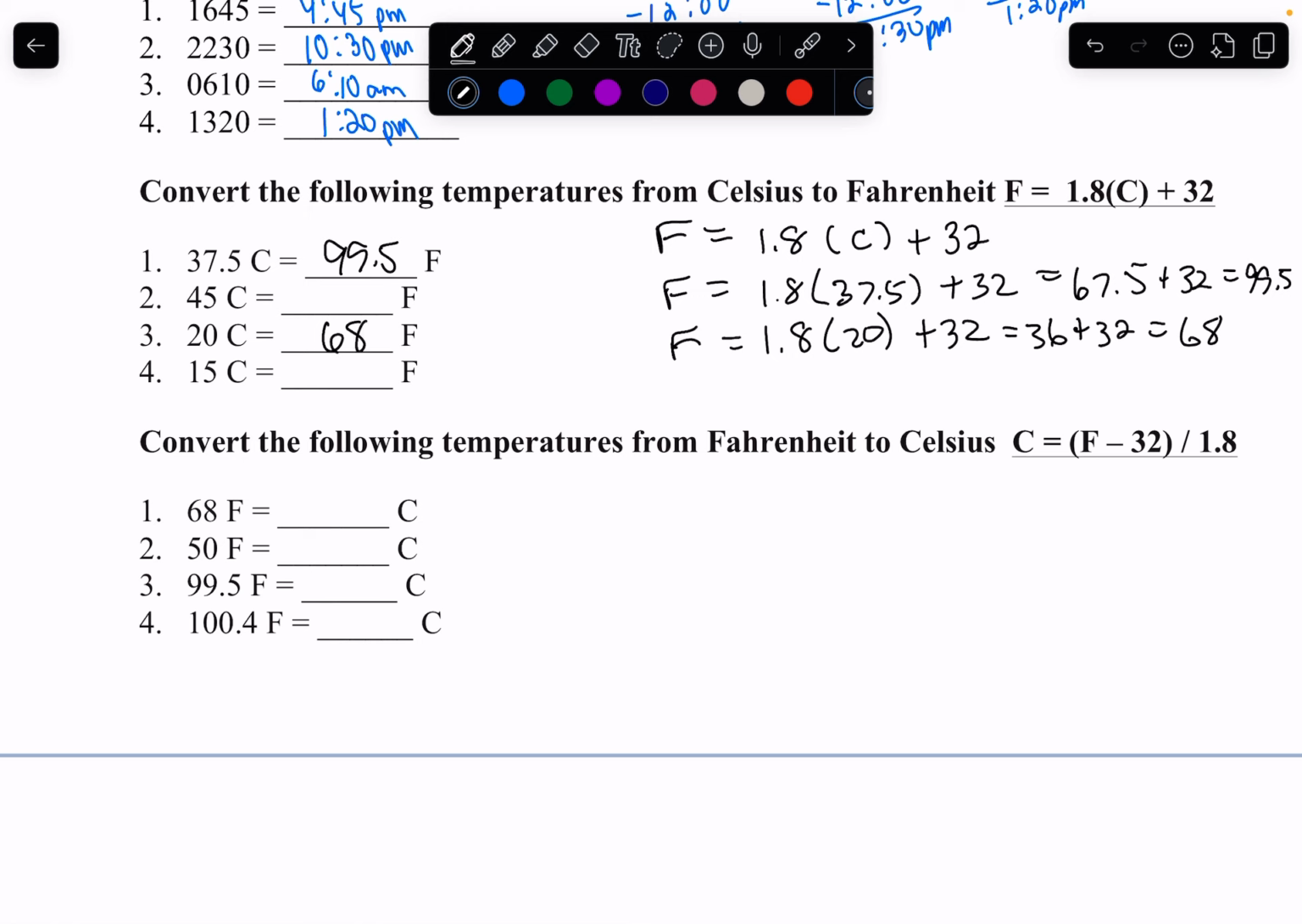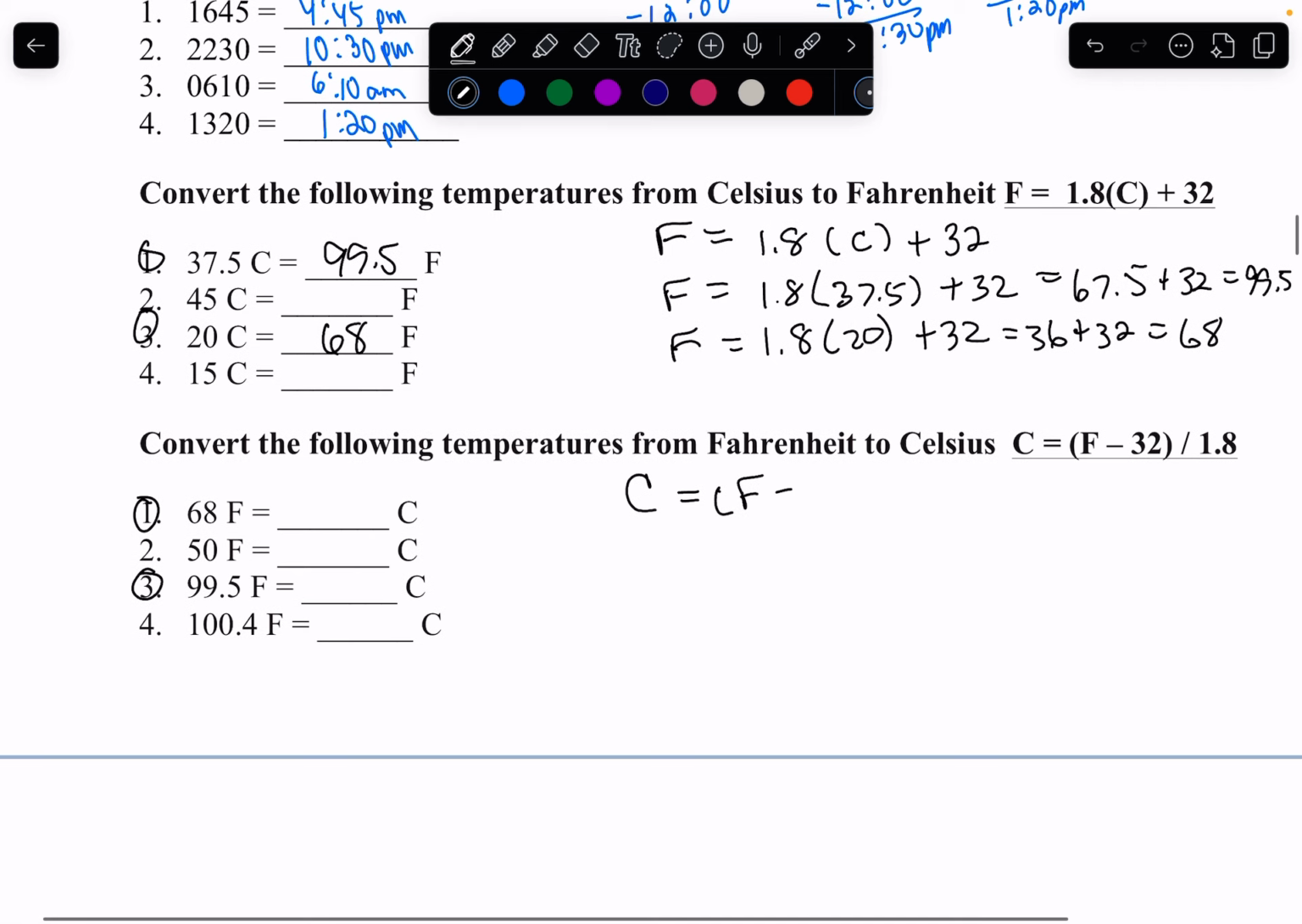Okay, now let's go backwards from Fahrenheit to Celsius. So let's do some of these. Why don't we do 3 and 1, just like we did up here. So this time in our formula, you'll see that it says C equals. So mathematically, that's telling us that we are going to input a Fahrenheit and get out a Celsius.